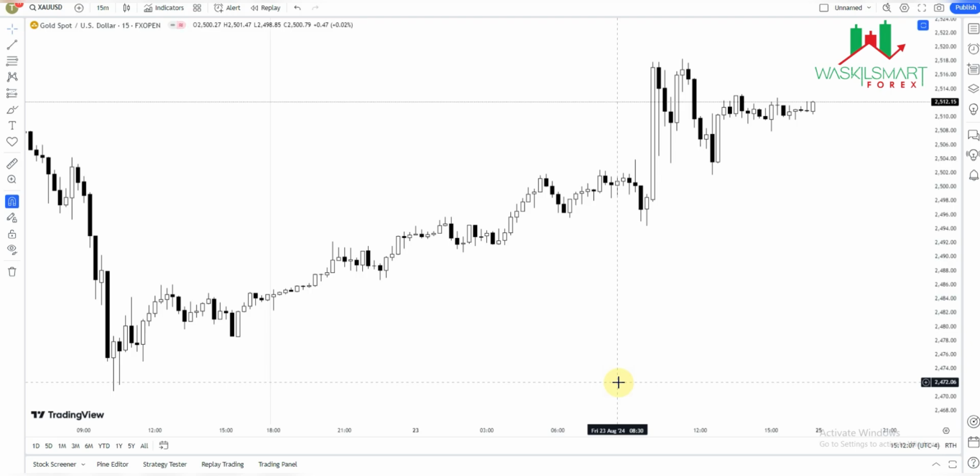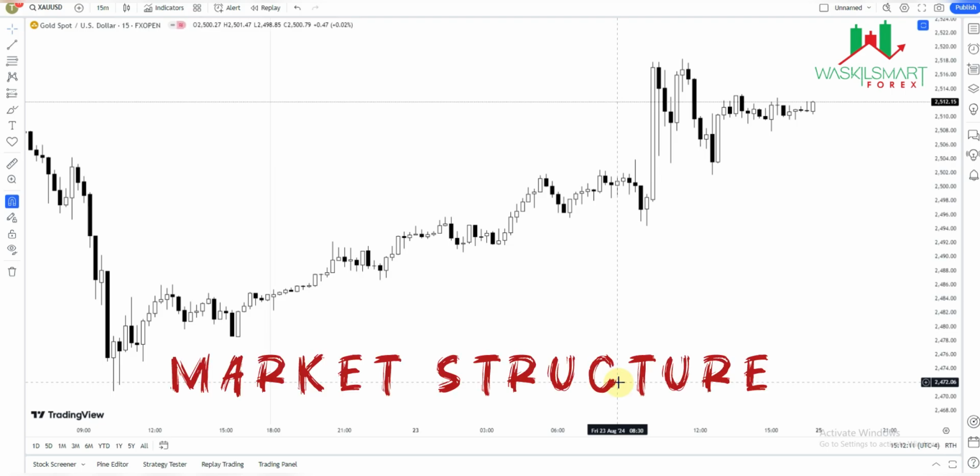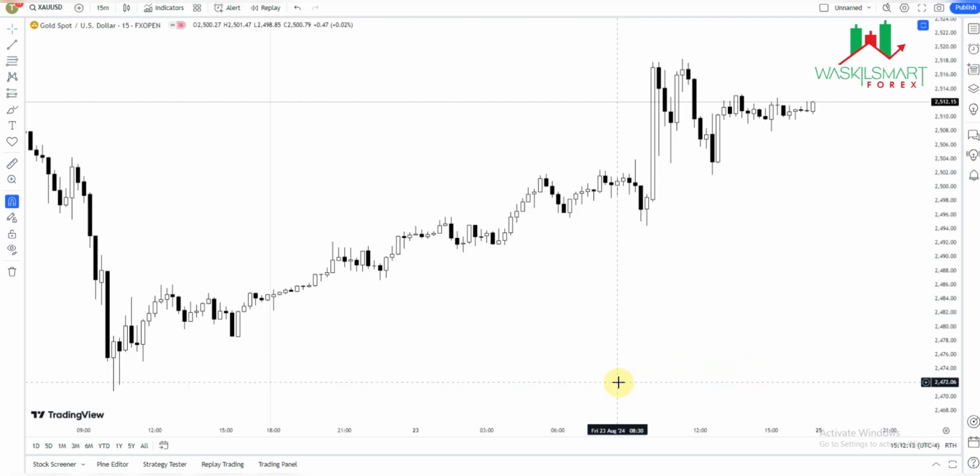How we can break down the market structure in a way that you can see a high probability fair value gap zone, where I know that okay, market is going to retrace from here, market is going to react from here.